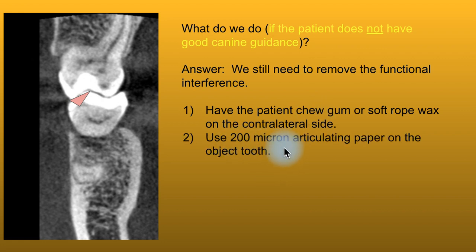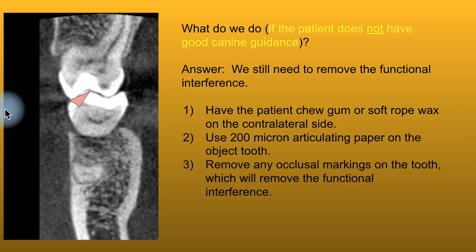200 micron paper, articulating paper, seems to be the recommended thickness, which is very thick. If you use denture articulating paper, somewhere between 70 and 80 microns, if you double or triple that up, you're in the ballpark of getting some understanding on how to ensure that there's not an interference during these dynamic or functional movements. So you have the patient chew on one side, and then you insert the articulating paper on the object tooth that you're trying to get understanding about. In this particular situation, it's this tooth right here. And then you remove any markings on that tooth.